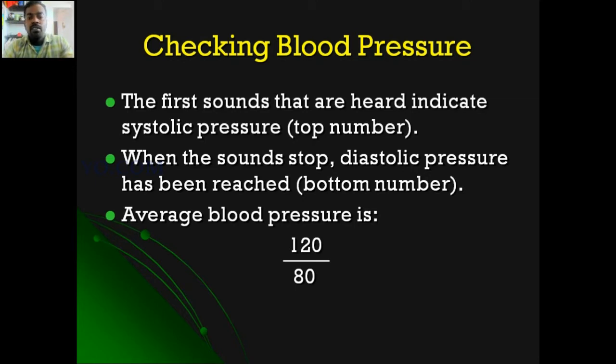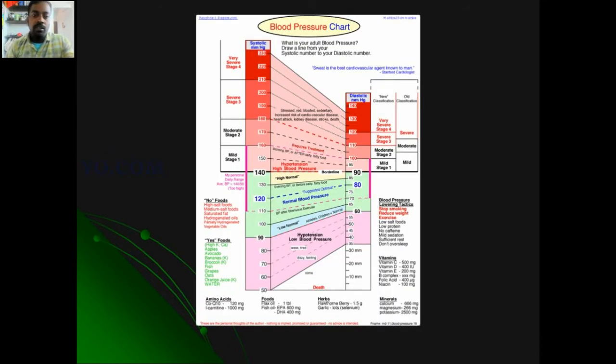The first sound that appears is indicated as the systolic pressure, the top number. When we are releasing the pressure, the first sound indicates the systolic pressure, the highest pressure, 120 mmHg for a normal person. When the sound stops, that indicates the diastolic pressure. In this case the blood is flowing freely, so there is no sound. That is the bottom number, 80. The average blood pressure is 120 by 80 for a normal human. So this is the blood pressure graph.